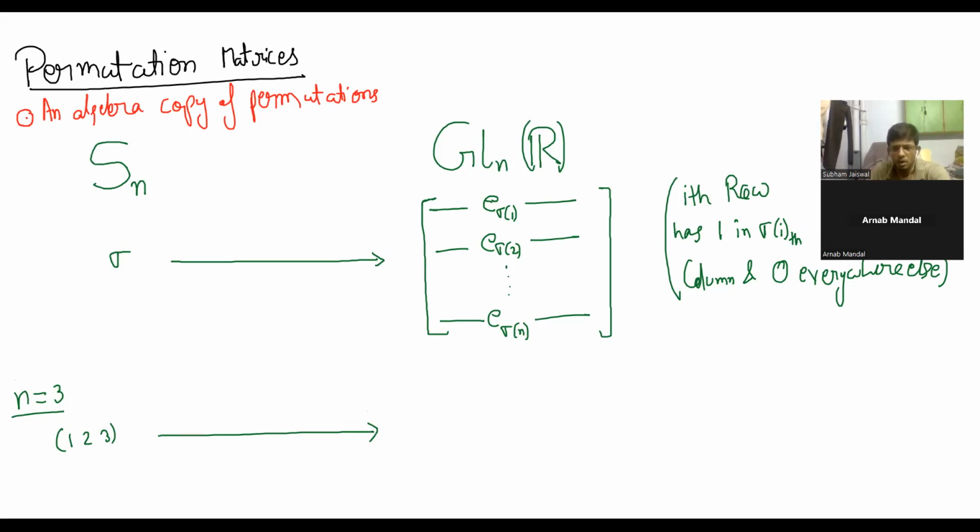1 goes to 2, 2 goes to 3, and 3 goes to 1. Right. So now tell me what the matrix will be. Use the definition. I've given you two definitions. You can use the verbal definition. Just read it and try to see if you can catch it. The ith row has 1 in the sigma(i)th column.